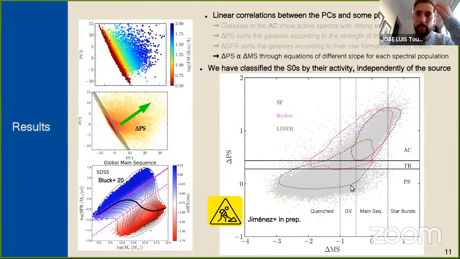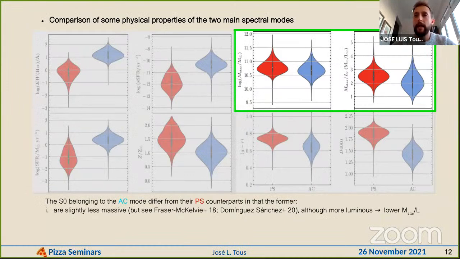And also we can do more or less the same for the passive sequence, in which we find that most of the LINER population would occupy our passive sequence, and is made mainly by quenched and Green Valley galaxies. Anyway, let's go back to our work in 2020. Now let's have a look at the main properties of each of these two spectral classes. Let's have a comparison of the probability distribution functions.